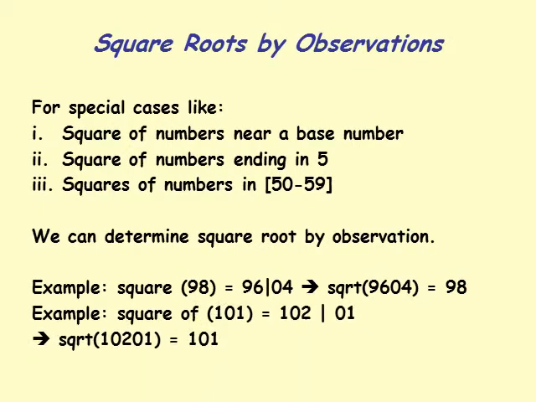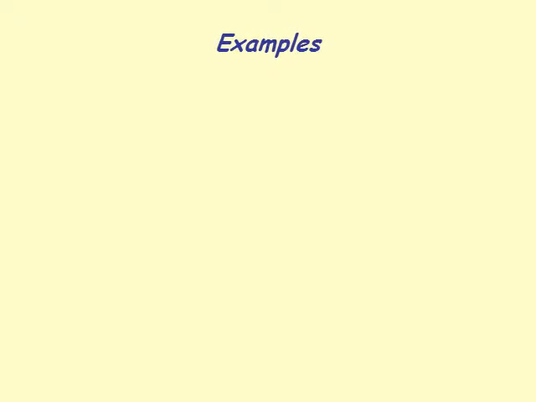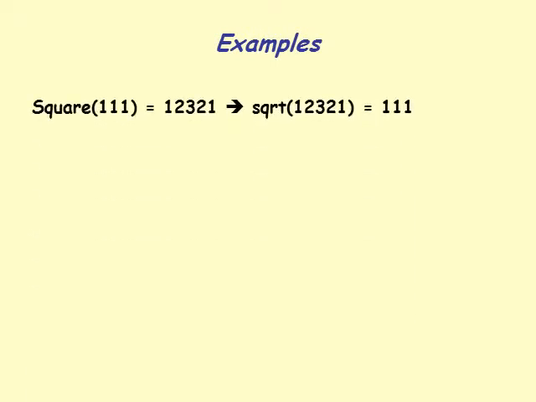The square of 101 is 10201, so the square root of 10201 is 101. Some more examples: we know that the square of 111 is 12321, so the square root of 12321 is 111. So it's 1, 2, 3, and then it falls back 2 and 1.